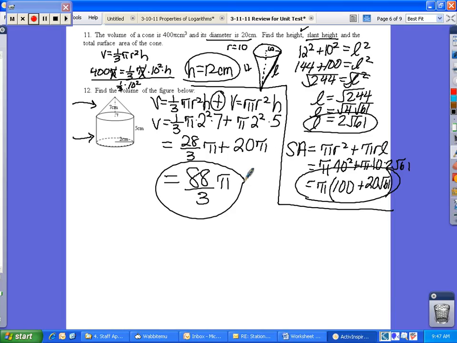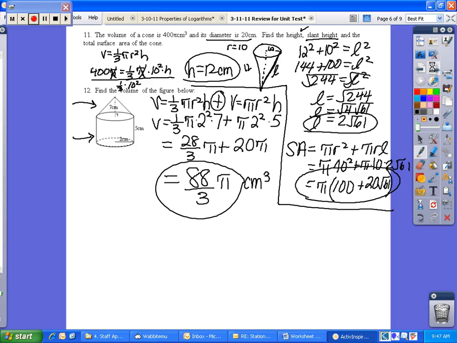And that is in centimeters cubed because I was looking for volume. Alright, moving on to 13 and 14.